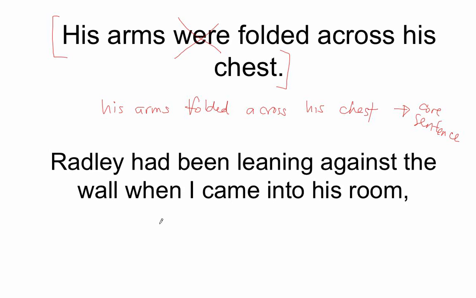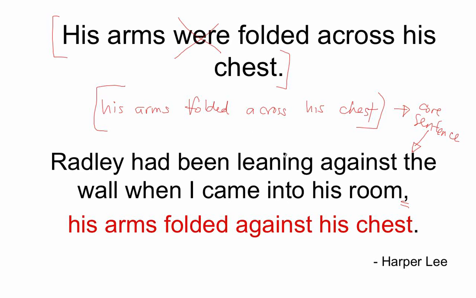Okay, and let's see what our author does. "Radley had been leaning against the wall when I came into his room." Now, this is your core sentence right here. Okay, and she uses the comma, so that signals that this absolute phrase is about to be attached to the end of the sentence, because Harper Lee is the one who wrote this sentence from To Kill a Mockingbird. So Radley had been leaning against the wall when I came into his room, comma, his arms folded against his chest. See what a great way to embellish your sentence using absolute phrases.